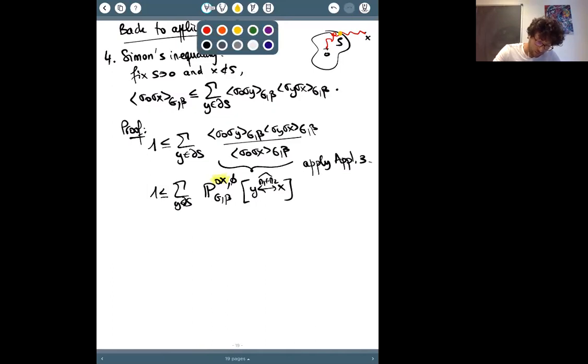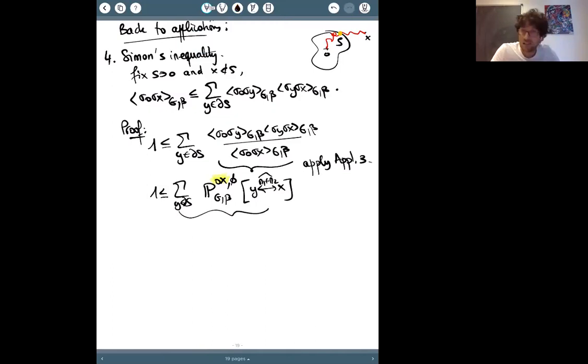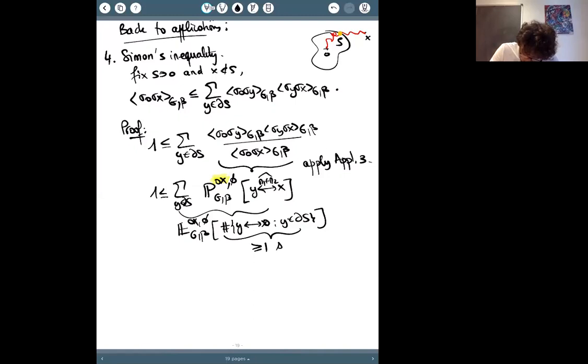So here, this is the expected number of points connected to zero on the boundary, but this is larger or equal to one, which is exactly our thing. So this is the expectation, with sources zero x and empty set, at g beta, of the number of y connected to x to zero, where y is on the boundary. And my claim is that this is larger or equal to one since you have sources 0x. Okay, and that's the end of the proof. Simon inequality in three lines, basically.